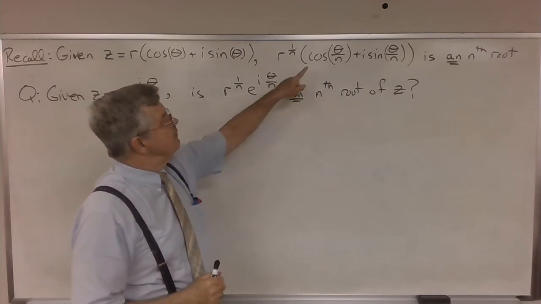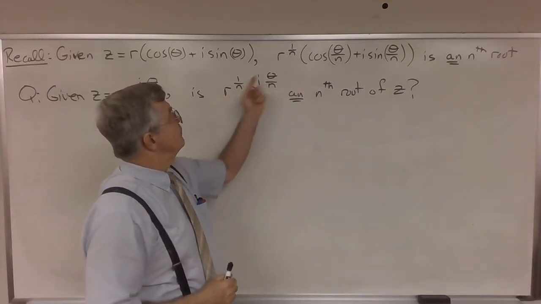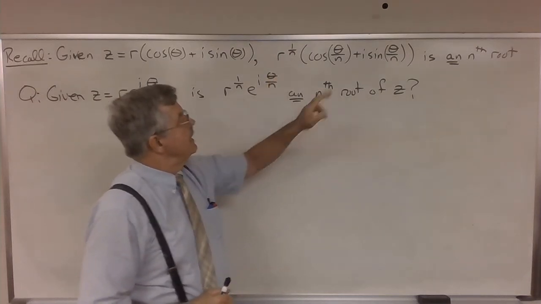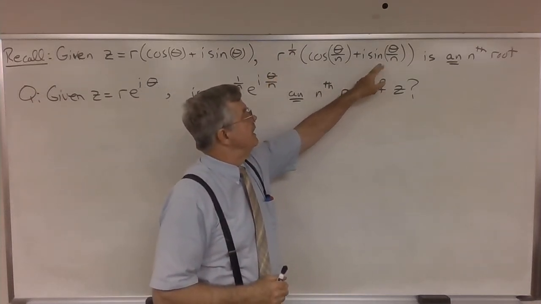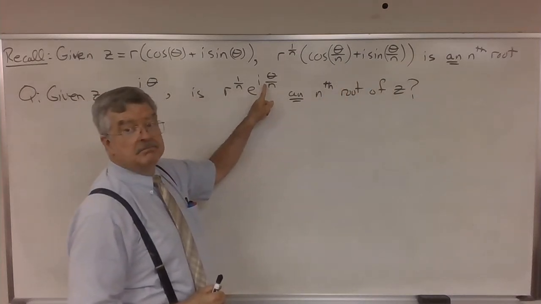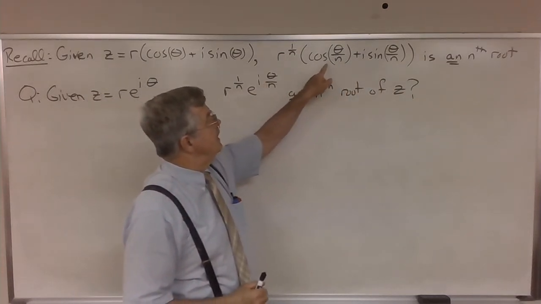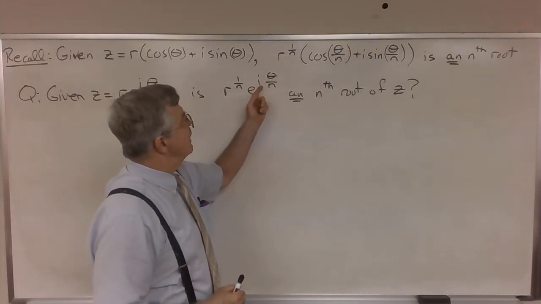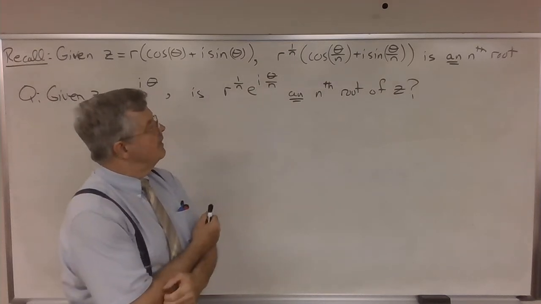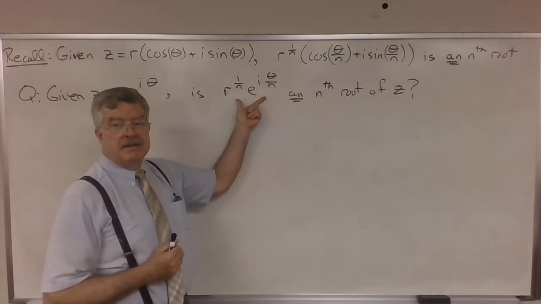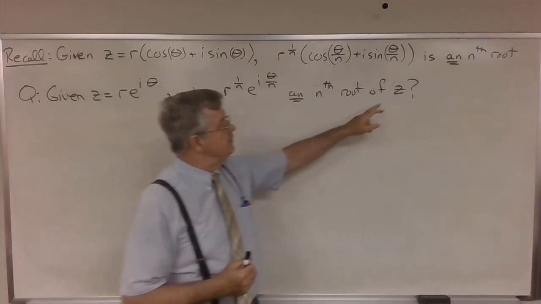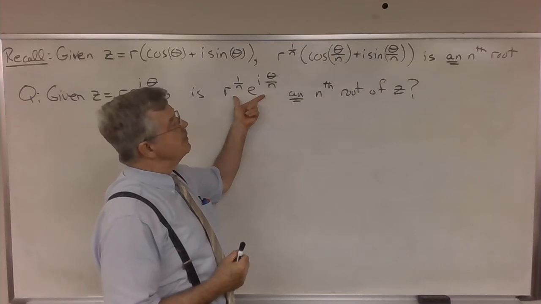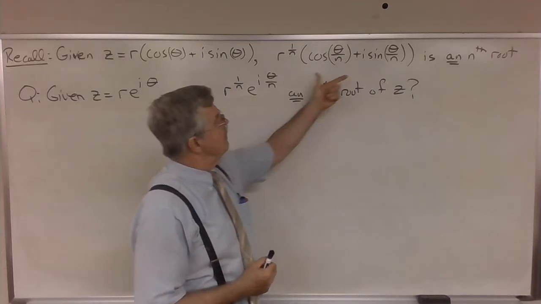Essentially, this number is equal to that number. It has the same modulus, r to the 1 over n, and we have cosine plus i sine of the same angle, cosine plus i sine of theta over n, and we have e to the power of i theta over n. So this should be an nth root of z, because this is supposed to be an equivalent form of this number.